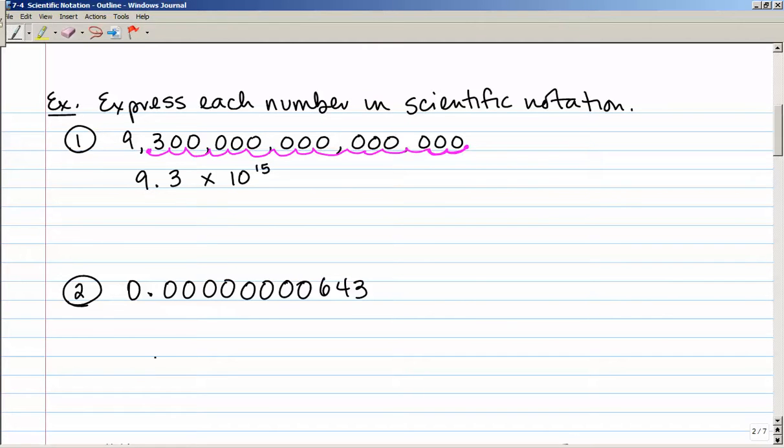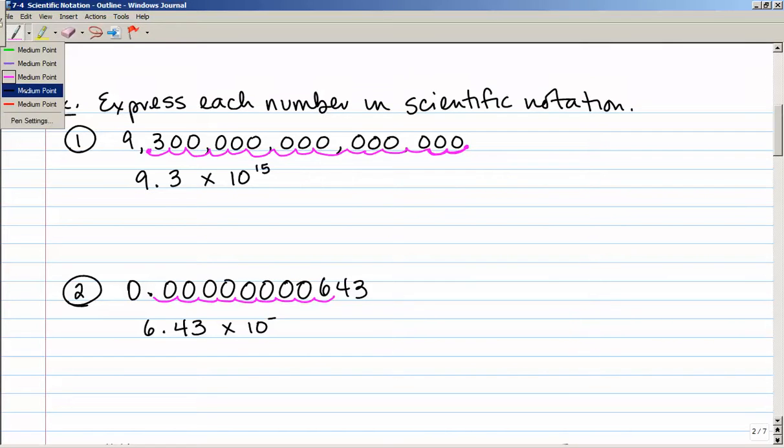Now in this case, I have number 2 here. I have this very small number. I need to have my decimal point right here between the 6 and the 4, because remember I can only have one digit to the left of the decimal point and all the rest of my non-zero digits to the right, times 10. And in this case my exponent's going to be negative because this is a very small number. It's less than 1. So let's count how many places I have to move the decimal point. 1, 2, 3, 4, 5, 6, 7, 8, 9. So this is going to be times 10 to the negative 9.